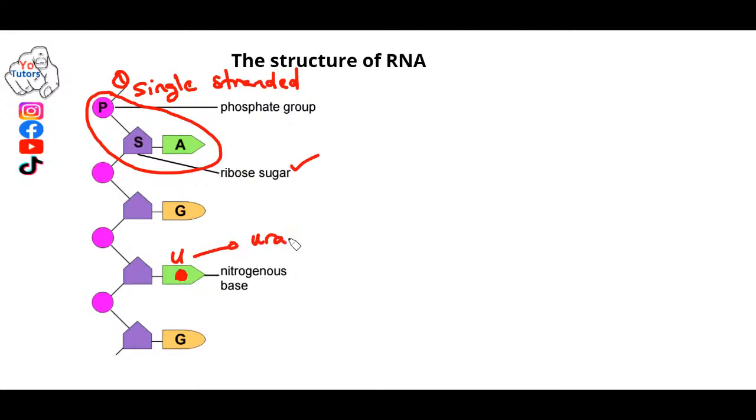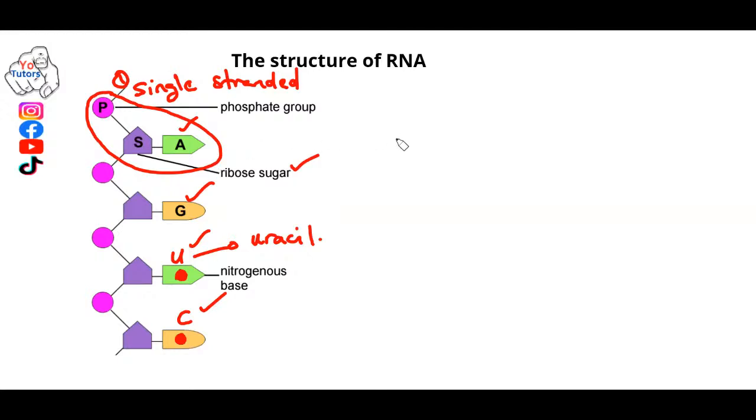Let me also replace this with a C, so that we can have the four nitrogen bases that we'll find in the RNA. So it's adenine, it's guanine, it's uracil, then it's cytosine. Okay, these are the four nitrogen bases that you'll find in the RNA.